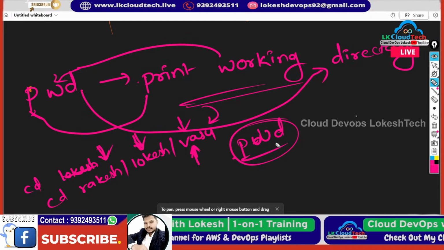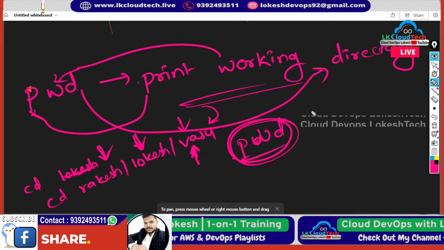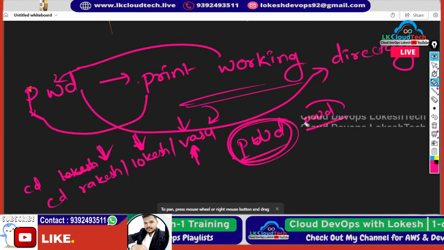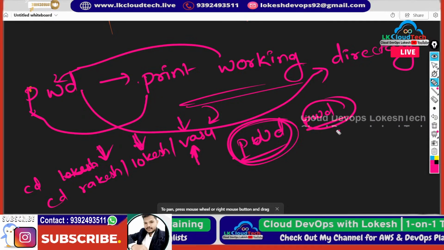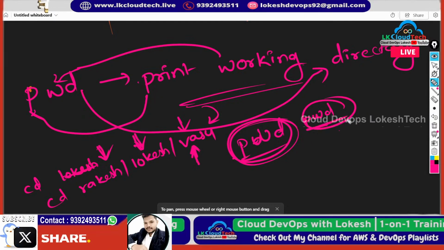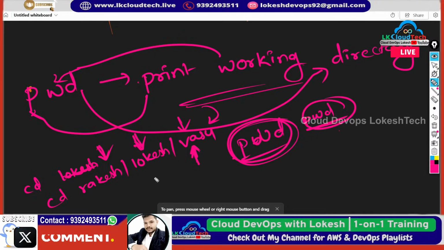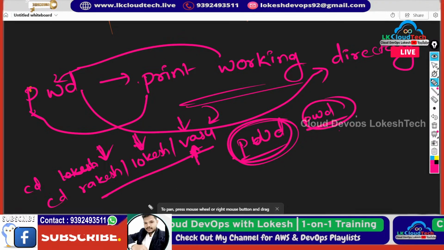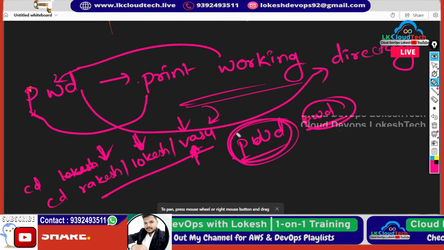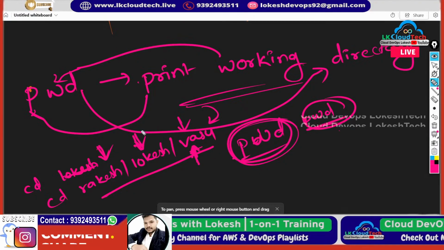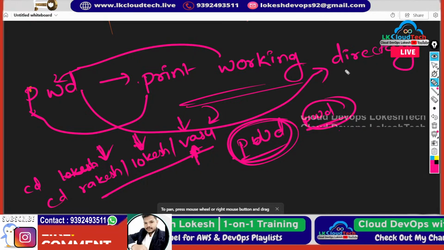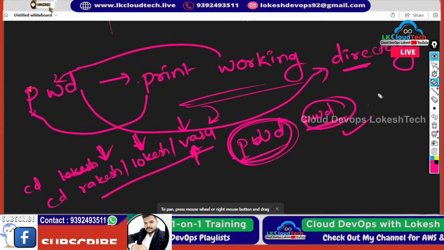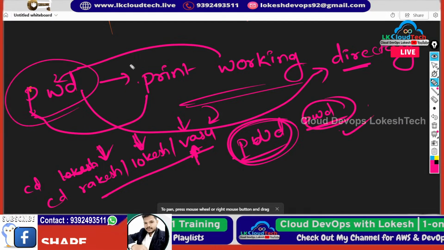you need to enter the pwd command. If you use the pwd command, you will see exactly where you are. It will show the path, for example that you are in Vasu. It prints the directory where you are working, whatever directory it is. So this is the pwd command.